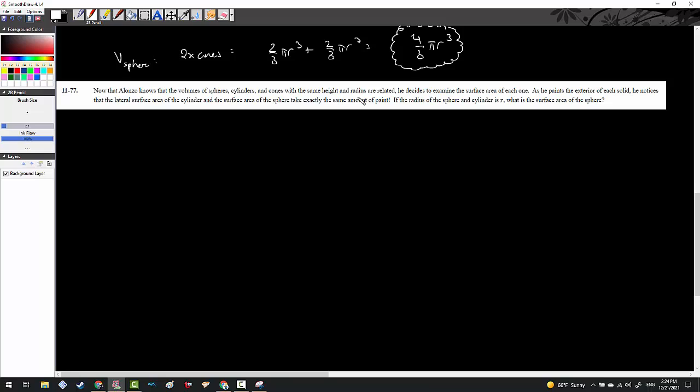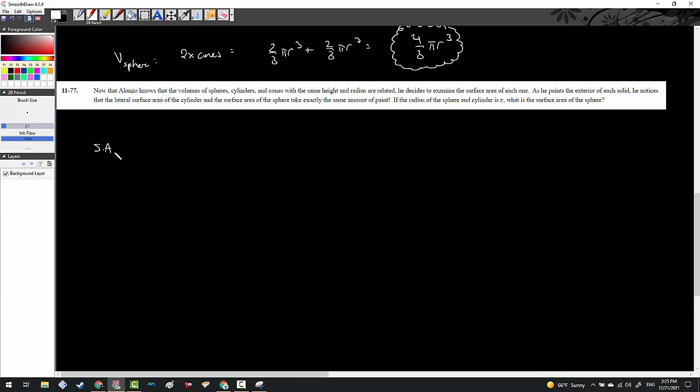In 11-77, it says, now that Alonso knows that the volume of spheres, cylinders, and cones with the same height and radius are related, he decides to examine the surface area of each one. As he paints the exterior of each solid, he notices that the lateral surface area of the cylinder and the surface area of a sphere take the exact amount of paint. And it says, what is the surface area of a sphere? So let's take a look at the surface area of a cylinder first.